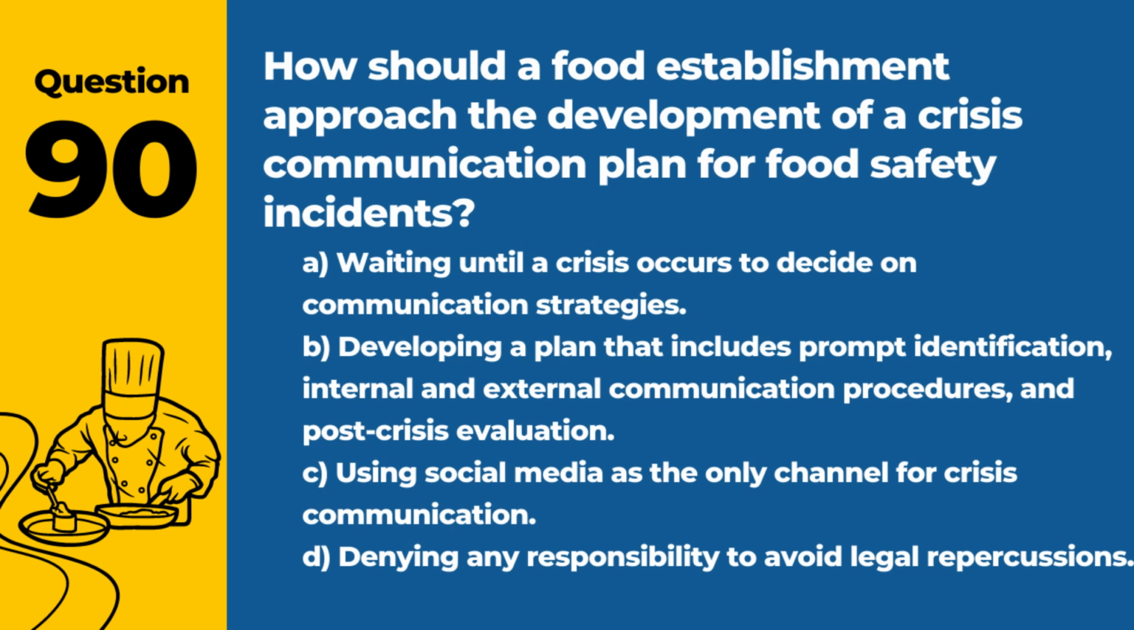A. Waiting until a crisis occurs to decide on communication strategies. B. Developing a plan that includes prompt identification, internal and external communication procedures, and post-crisis evaluation. C. Using social media as the only channel for crisis communication. D. Denying any responsibility to avoid legal repercussions.